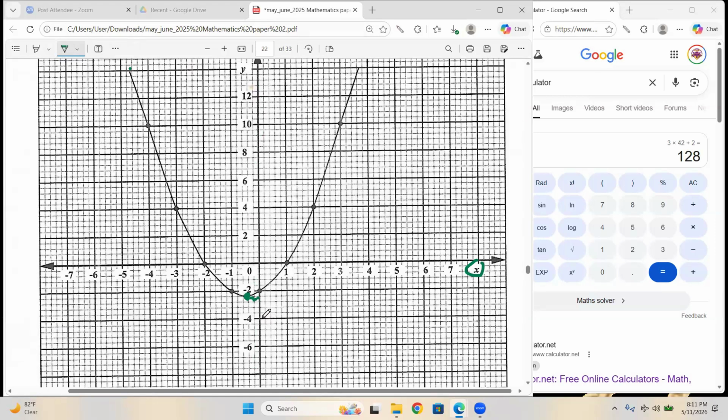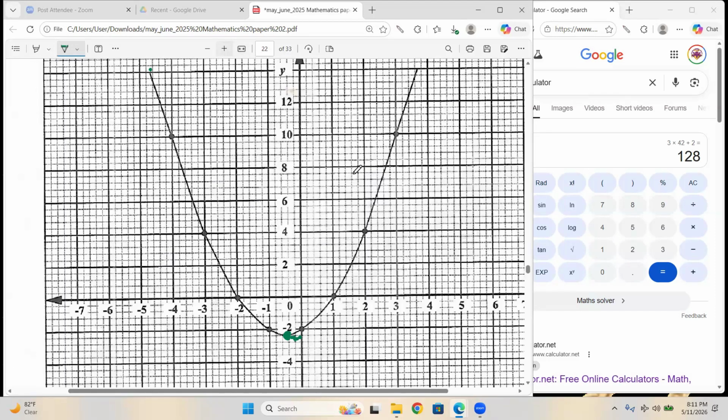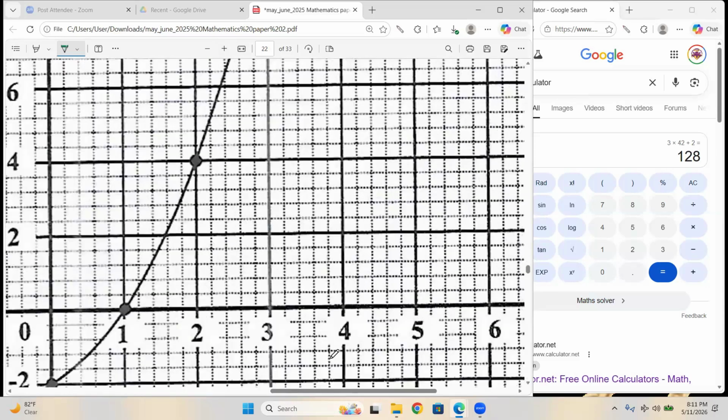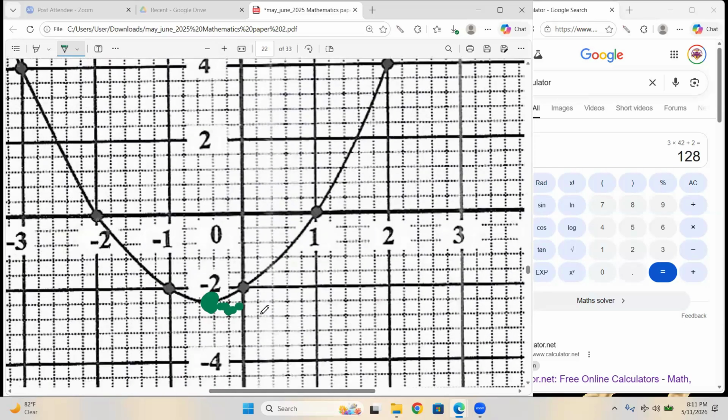So we could, okay, let me zoom this up a bit. Let me zoom it up so you can see it a little better. Okay, sorry.